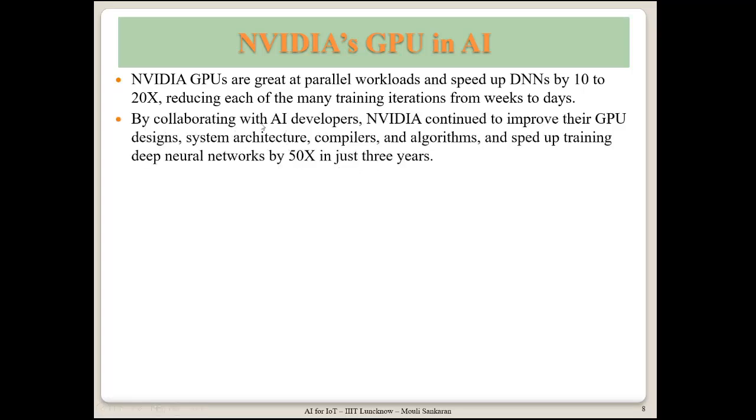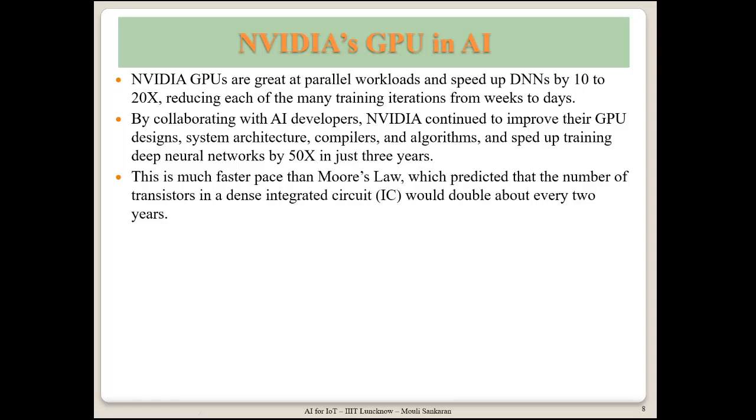Let me come back. By collaborating with the AI developers, how does NVIDIA do it? They work with the AI developers, system architecture people, hardware guys, GPU designers, compilers, because the tools are very important. CUDA is one good example. And they work with the people who write the AI algorithms. They work with everybody and identify the features to be implemented in the GPU so that they can get better performance. Within 3 years, performance improved by 50x.